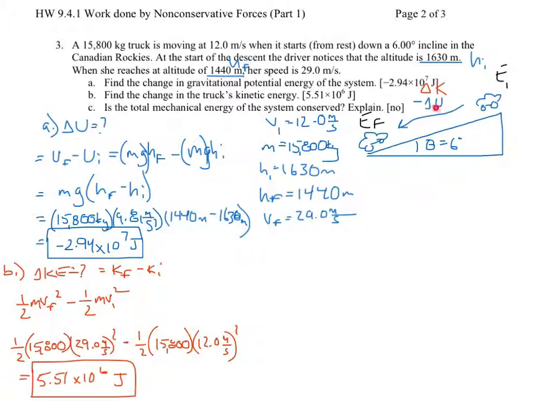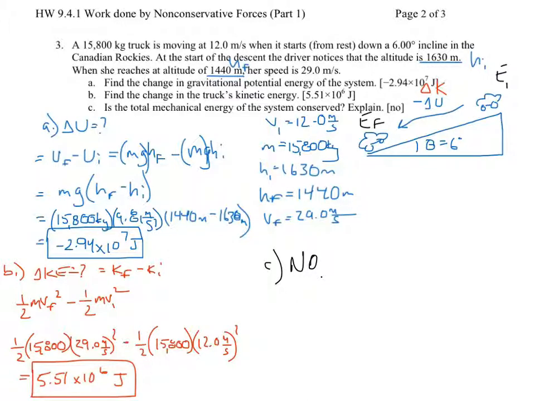So we lose 2.94 times 10 to the 7th joules of potential energy. All right. Well, how much do we gain? 5.51 times 10 to the 6th. So no, that's actually on the order of 10 less than this right here. Even though the 5.51 seems greater, times 10 to the 6th is less than times 10 to the 7th. So no, it is not conserved.